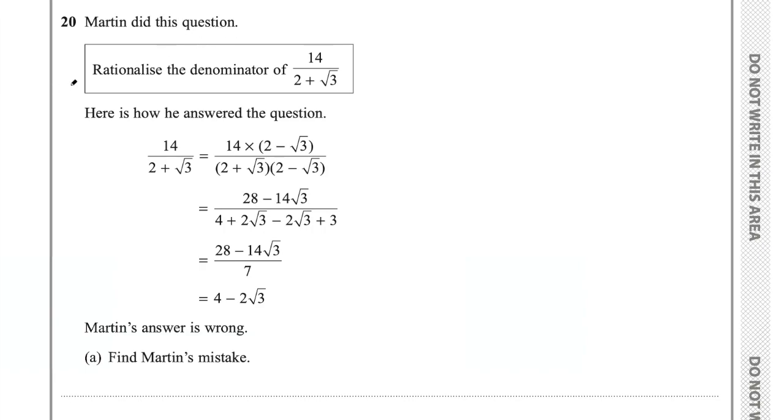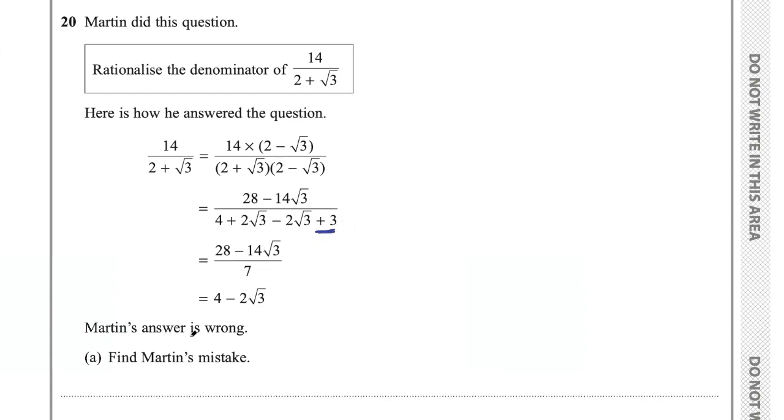Martin did this question. Rationalize the denominator of 14 over 2 plus root 3. Here is how he answered the question. Okay, so we multiplied by 2 minus root 3. That's fine. And then he expanded those out. The numerator looks okay there. And we've got 4 plus and minus and a 3. Oh, this looks like a problem, doesn't it? Positive 3. And then, okay, so I think that's the issue there.